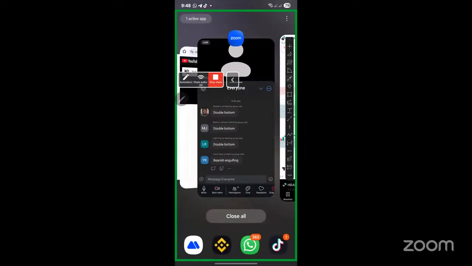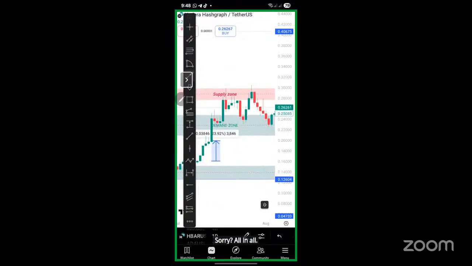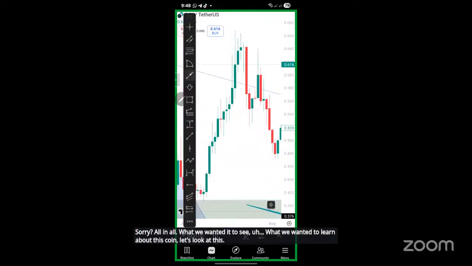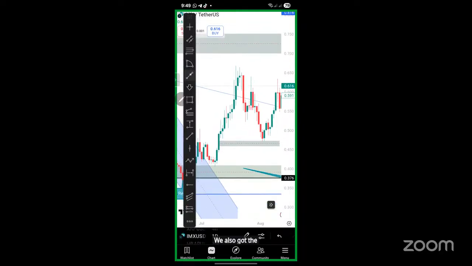Sorry. All in all, what we wanted to learn about, there is a coin. Let's look at Immutable X. Time is against us, but it is okay.